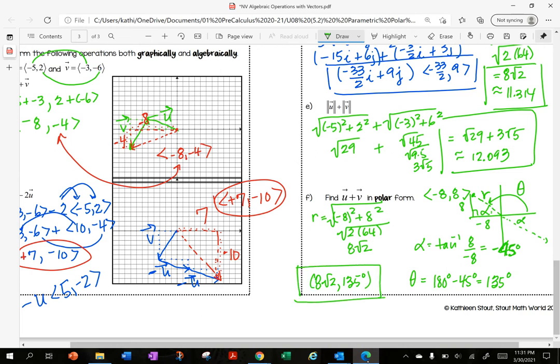Okay, so this one really is important. You draw the diagram so that you understand how to interpret what the calculator told you.